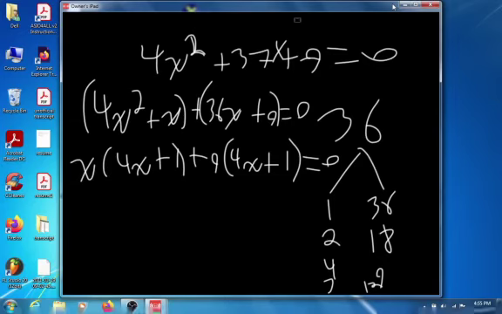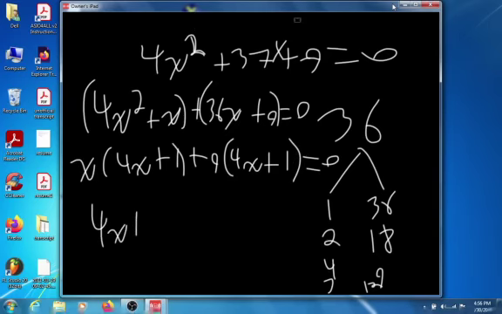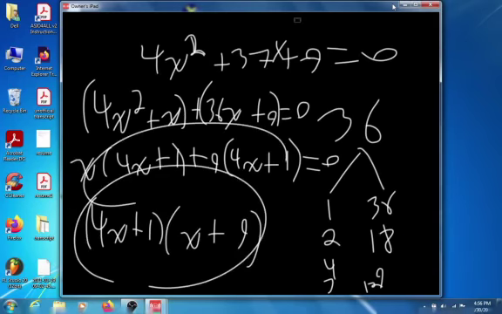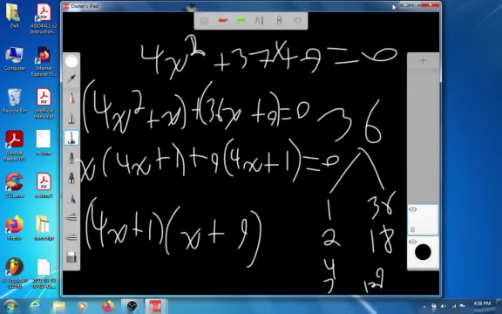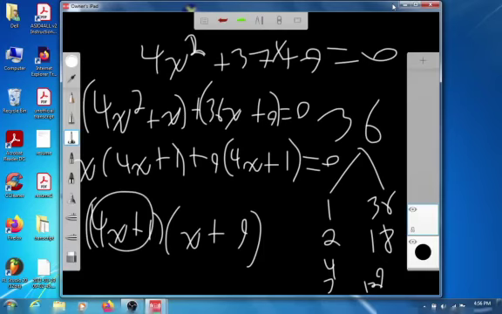From here, we're going to factor out 4x plus 1 from this expression. So we get 4x plus 1 multiplied by x plus 9. Essentially, this and this are the same thing, just rewritten forms, because 4x plus 1 is distributed to x and 9. So it's the same thing.